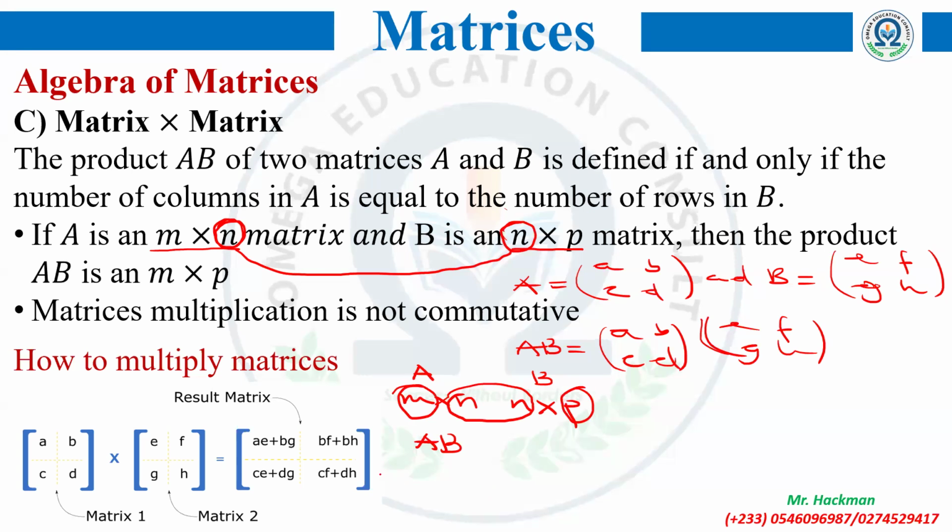Yes, please. So it means the product AB will have the order M, your first one that is left here, by your second one. The M here is for the row, is that not it? Yes. And the P here is for the column. So it will be M by P, your row by the column. Is the explanation better now? Yes, please. Okay, very good.